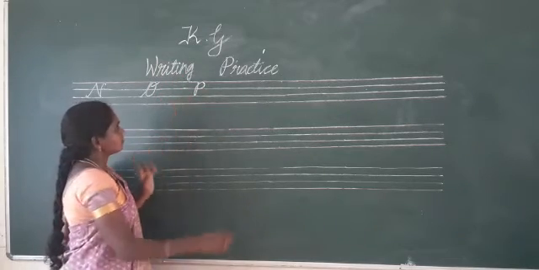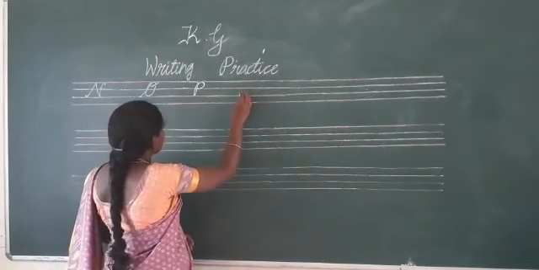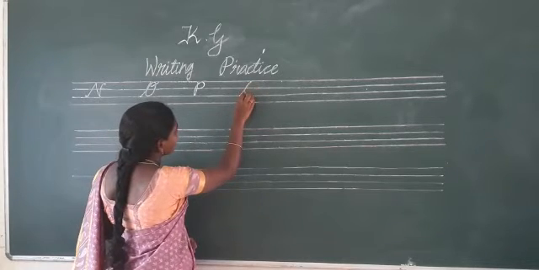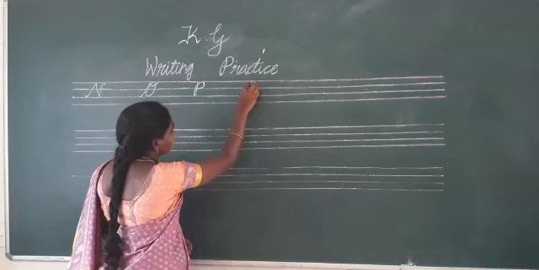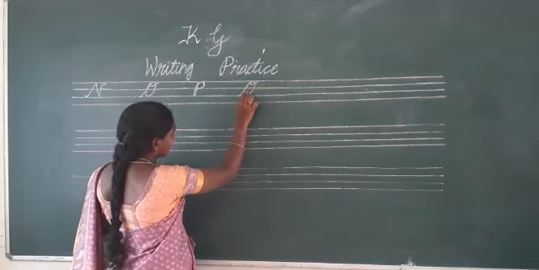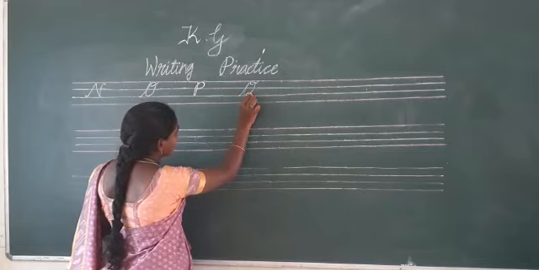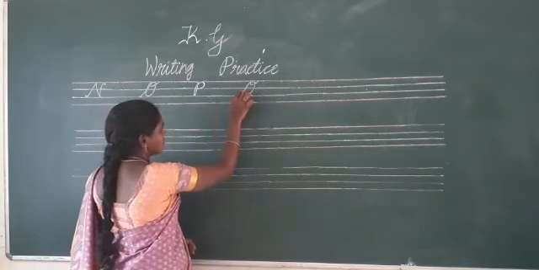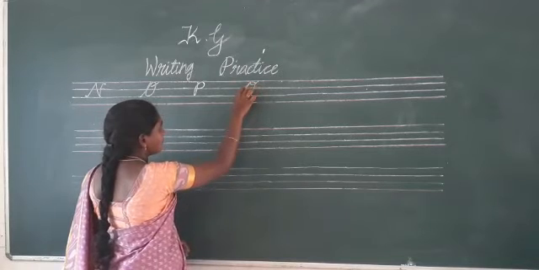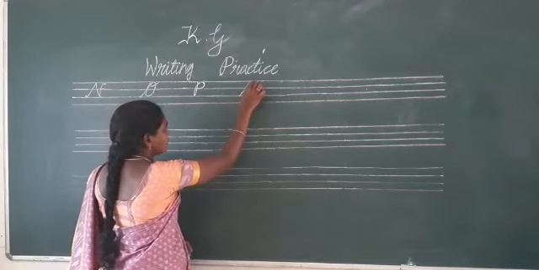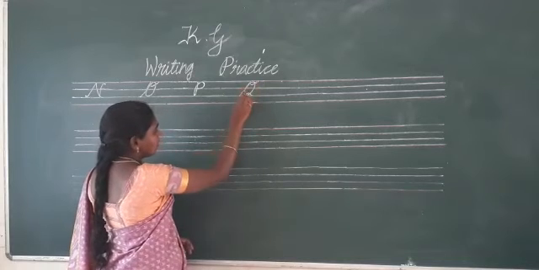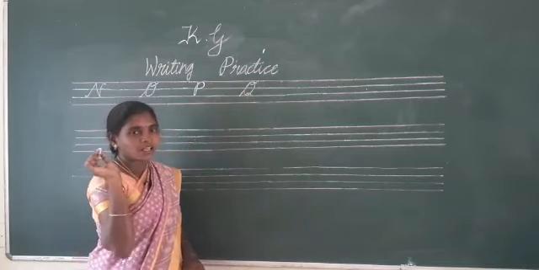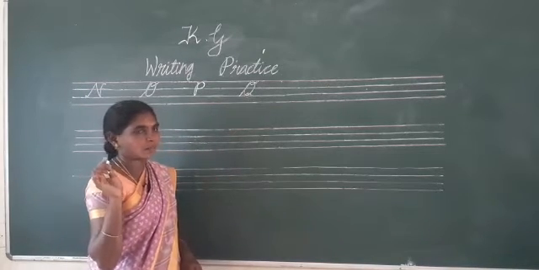Then next to P is Q. So, just start with O, draw a slanting like this and put a circle with a small loop, and here a small curve. This is Q. Okay children?